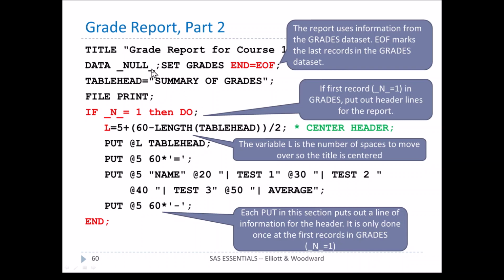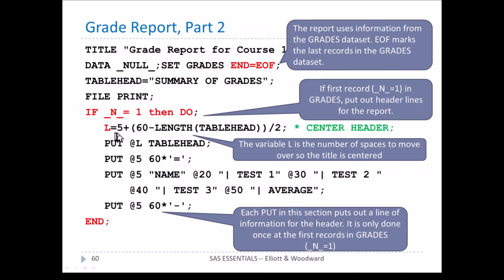Now we're going to use that information, again data _null_, set grades, and notice here end equal EOF. So the report uses information from the grades data set. EOF marks the last record in the grades data set. So we're going to use that in a minute. So the table head we're going to call summary of grades. A file print, remember that sends the information to the output viewer. And we're saying if _n_ equal 1, so that means if it's the first record in the data set, then do, and if you remember from previous programming, that means if this is true, then do all the way to the end. So this code here is going to take place for the first record of the data set grades.